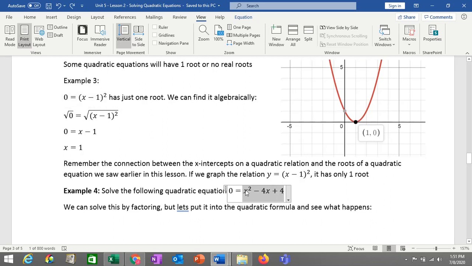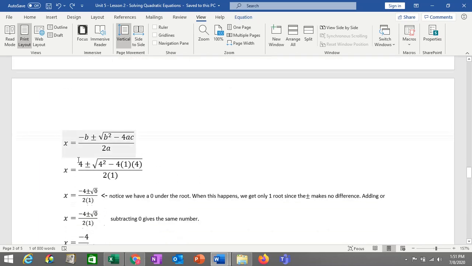If you factor it, you can actually factor this one. But let's put it in the quadratic formula, see what happens, and you can then recognize this case if you use the formula. So we have an a value of 1, a b value of negative 4, a c value of 4. So we plug those in. And what you'll notice is 4 squared is 16. And then negative 4 times 1 times 4 is negative 16. So here I have 16 minus 16. I get a 0 under the square root. And that's what happens when you have only one solution. You'll have a 0 there.